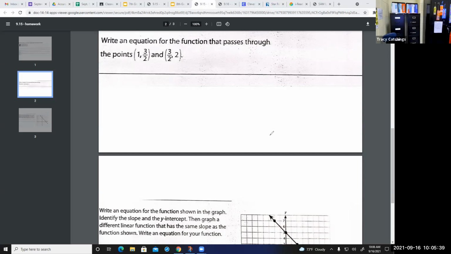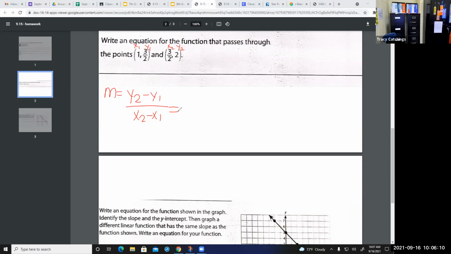He might know something. All right, it said write the equation for the function that passes through the points 1 and 3/2, and 3/2 and 2. That gave us 2 points, so that should have been an indicator to do what? Find the slope, use slope formula: y2 minus y1 divided by x2 minus x1. You could have labeled your points to make sure we put them in the correct place. All right, so what's y2?